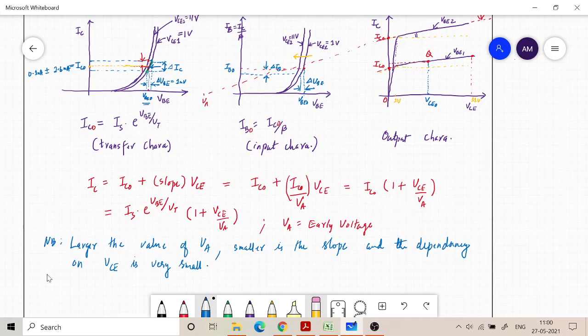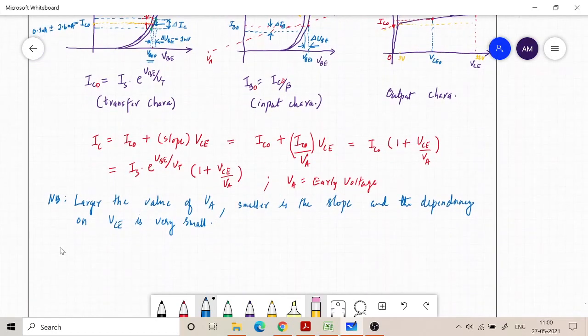Okay, so we now have a modified expression. The first expression which I wrote was as if it is not depending upon VCE, and then we have added a term which tells you the dependence on VCE.